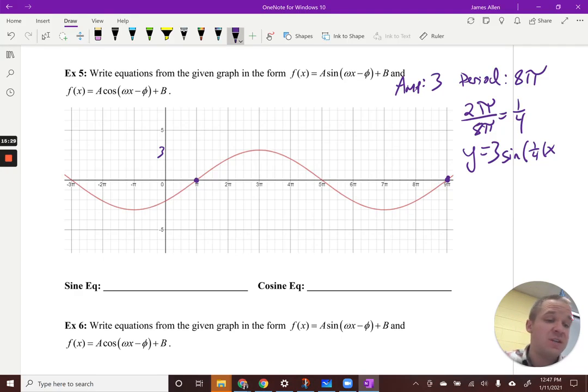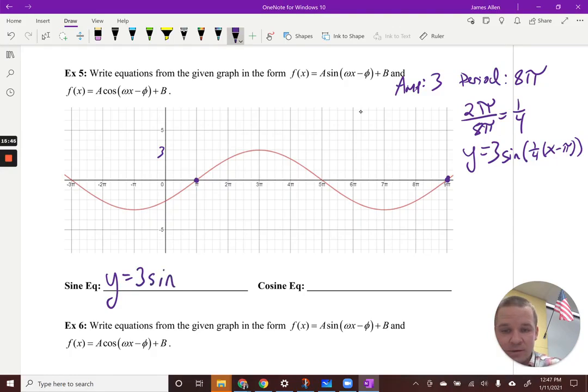Now, do I shift it at all? Yes, I shifted to the right pi. So that'd be minus pi. Did I move up and down at all? No. Thank goodness, because I'm out of room writing this thing. So now I need to distribute that 1/4, and I can write that as my final, which would be y equals 3 sine, parentheses, 1/4 x minus pi divided by 4. That's how it's going to be written in my math lab. So there we go. That's the first one.